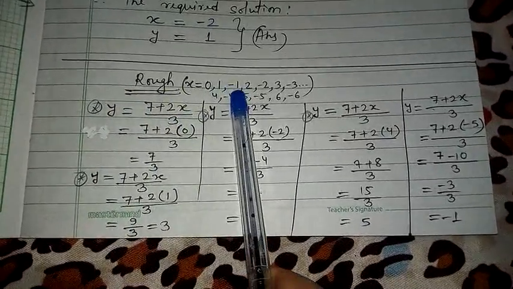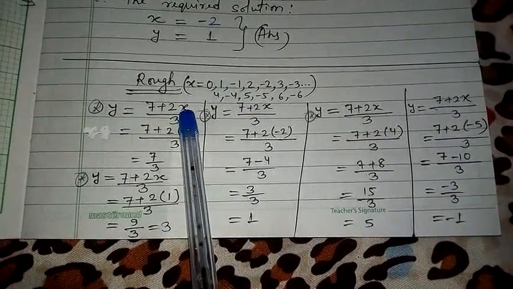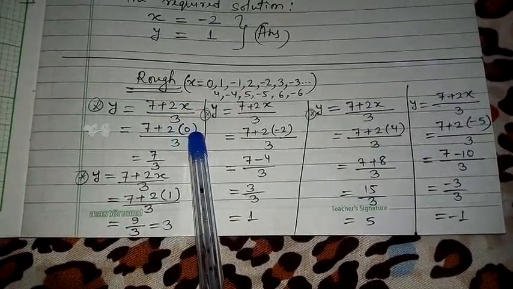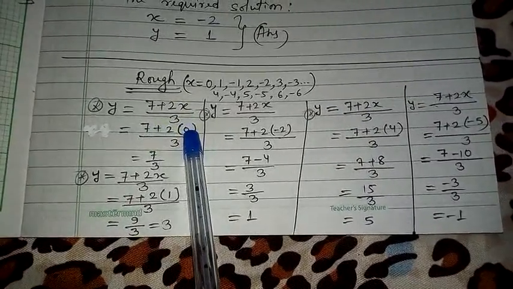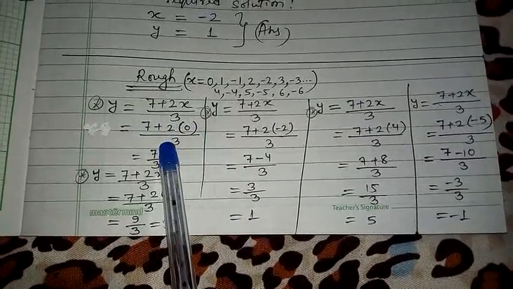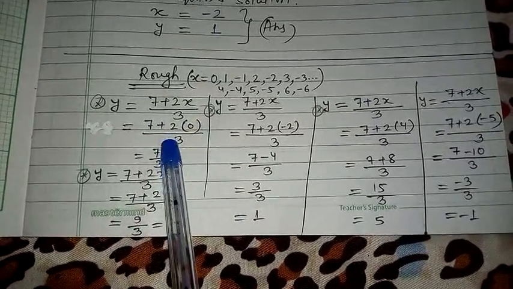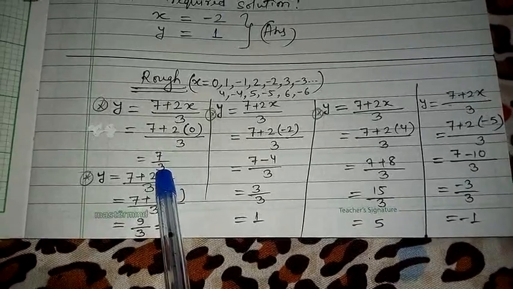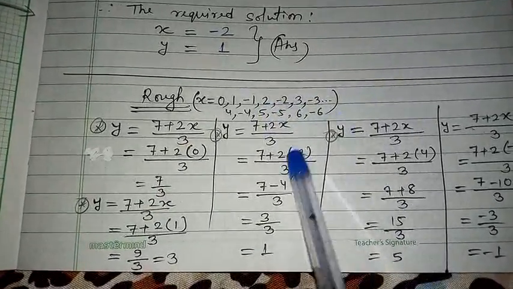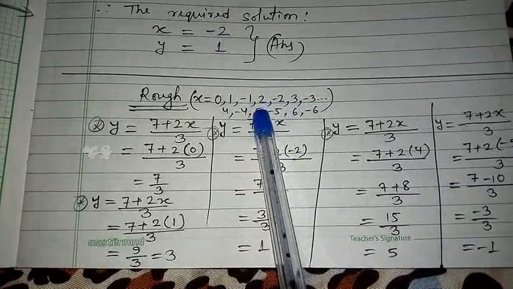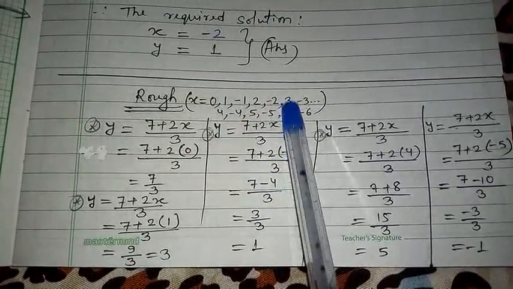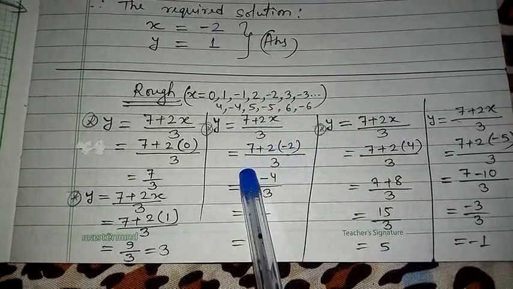Next, if I take minus 1, it will not be successful, because if I put minus 1 here, I will get minus 1, and 2 ones are 2, but plus into minus is minus. So minus 2, and 7 minus 2 is 5, and 5 by 3, you know, we cannot divide. So next I am taking 2, and 2 also was not successful. That's why you can see in my rough I have taken minus 2. By taking minus 2 it was successful.